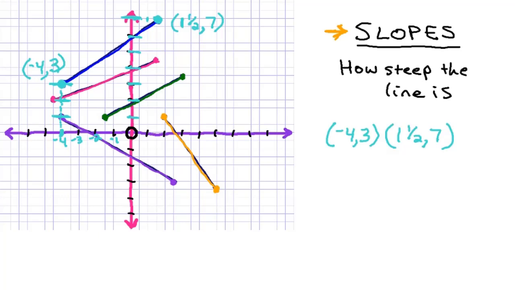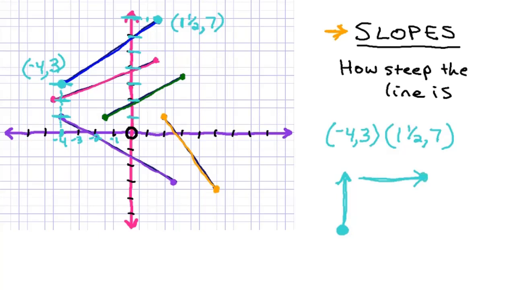Now, what does this have to do with finding the slope and how steep it is? All the slope is, is how far it went up and then how much it went over. And that's what the slope is. So we start at the beginning point and we find out how far it went up to get to the ending point and how far it went over to get to the ending point.